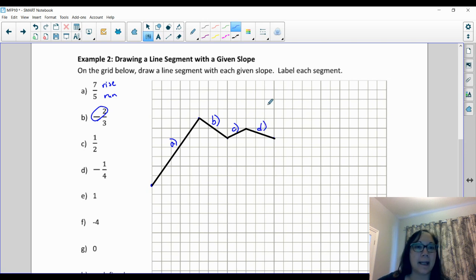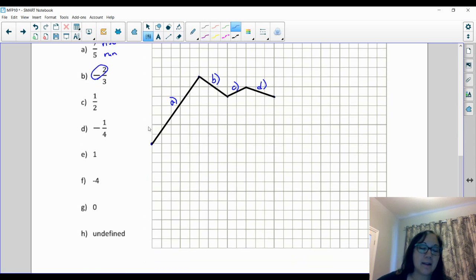E, a slope of 1. Now, some people get confused when they just see a single number there, but remember, 1 can be written as 1 over 1. That means I'm going to rise 1 here, and I'm going to run 1 also. So my rise and my run are equal. That means I'm going to go up 1 and over 1.